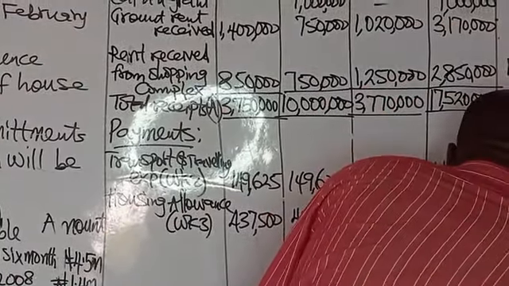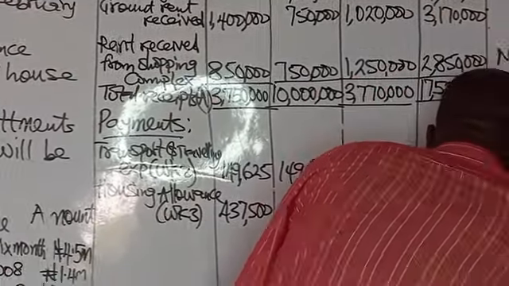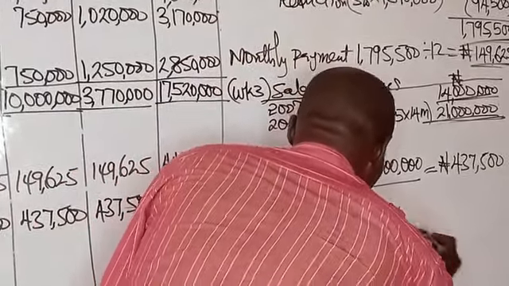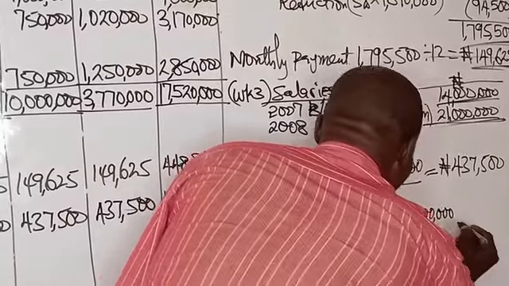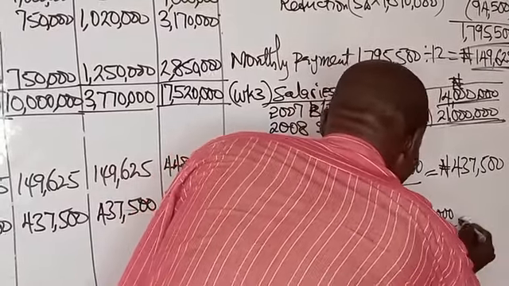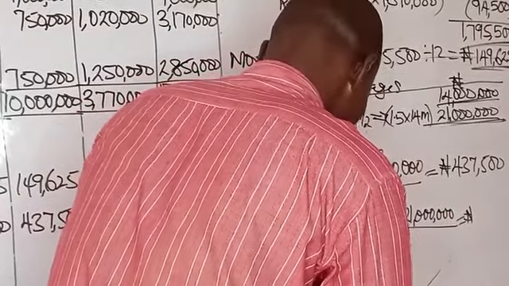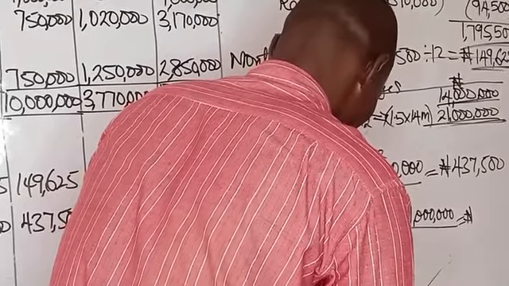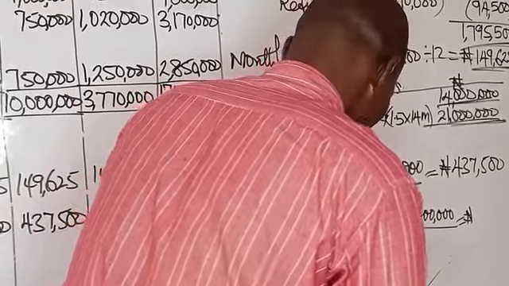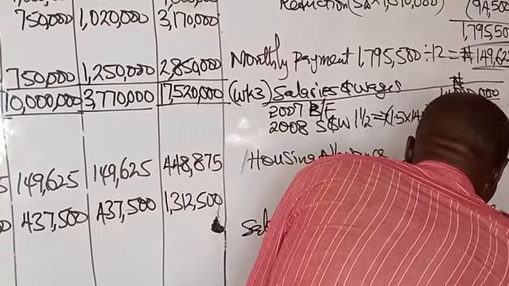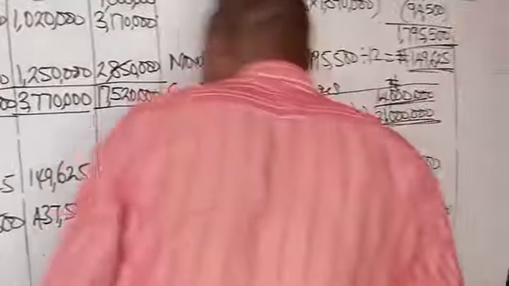Then the remaining 75%, which is salaries and wages. If 25% is for housing allowance, the remaining 75% will be the salaries and wages. 75% of 21 million. Now, the monthly allocation will be divided by 12. 75% of 21 million divided by 12 gives us 1,312,500. That is salaries and wages.